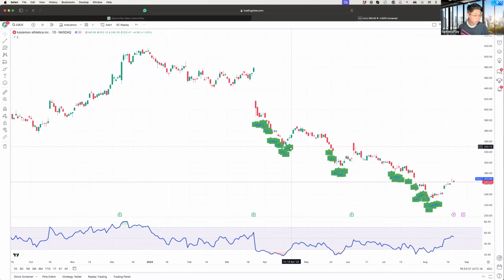Someone's asking, is that the RSI? Yeah, I'm using a 14-period RSI here at the bottom. So you can use a standard RSI for this filtering process.